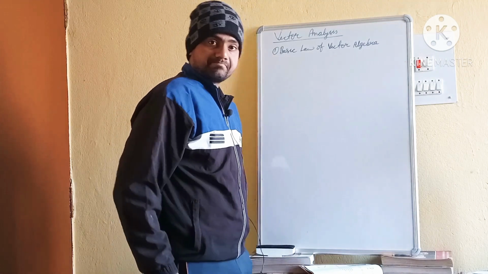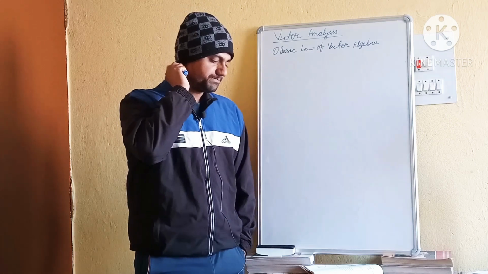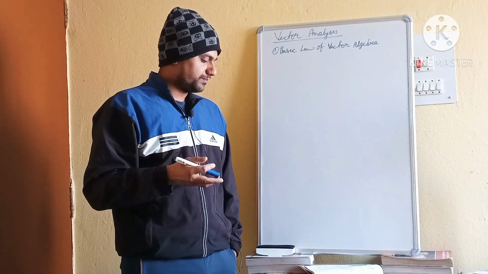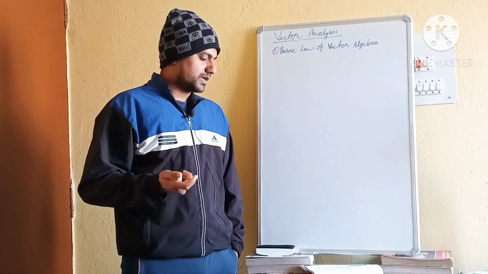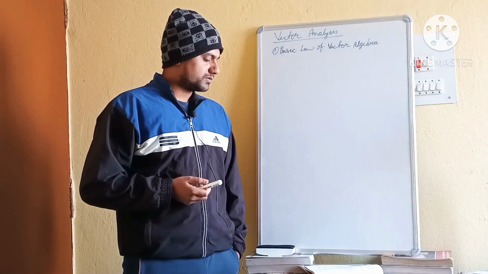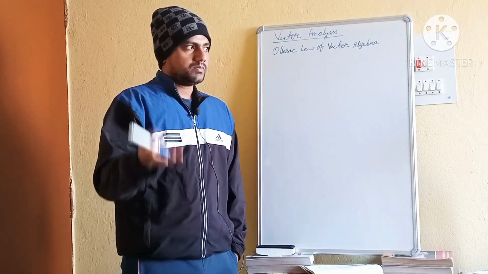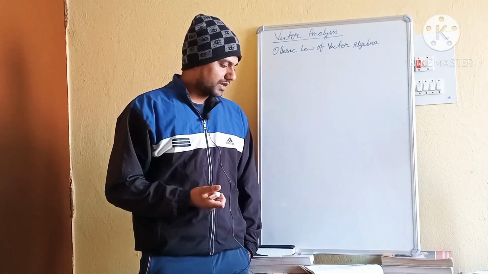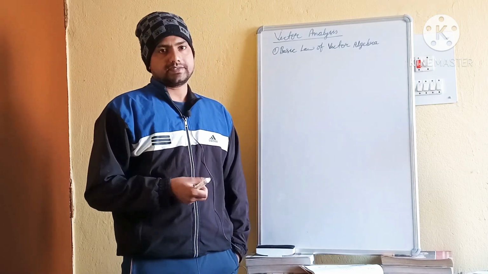Here I was talking about the basic laws of vector algebra: how we denote a vector, before going to the mathematical calculations and the different kinds of symbols we use in vector algebra. So first I should explain what a vector is. I think you have already studied that a vector is a quantity which has both magnitude and direction.